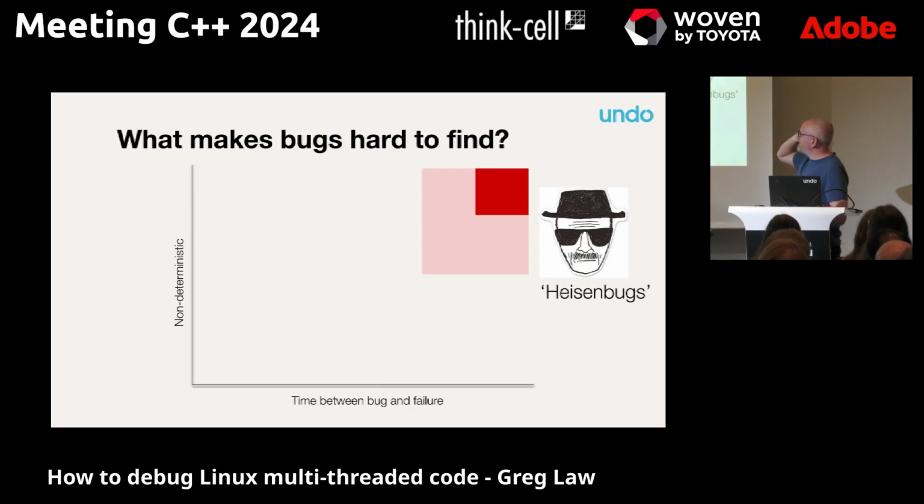Race conditions tend to live in the top right-hand corner of this little graphic. They are by definition non-deterministic, and they nearly always have a long time between the problem itself and you noticing the assertion failure or the bad result or the crash. They tend to be silent killers. We corrupt some bit of state and don't notice until sometime later. So that's why they're so hard, the top right-hand corner of this graphic.